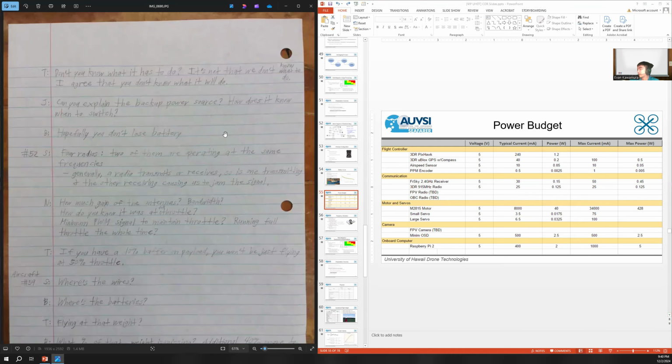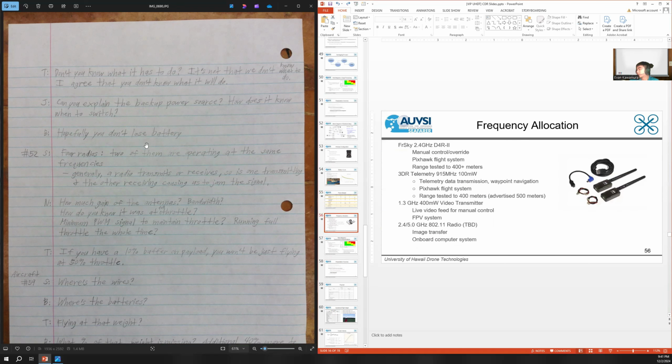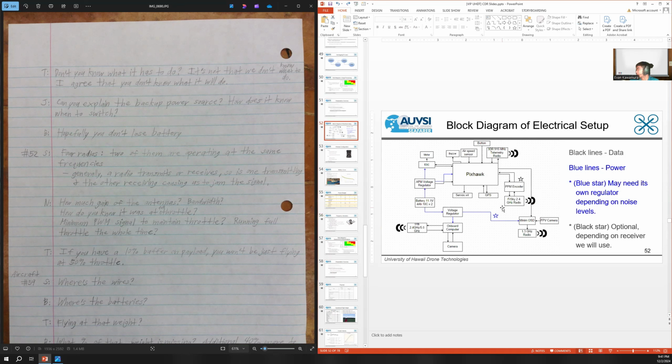Okay, this one, I don't know what it has to do. I forget what this comment's about. See, backup power source. How does it know when to switch? Oh, it must be on this one here.